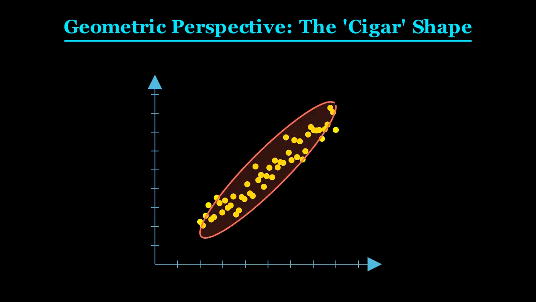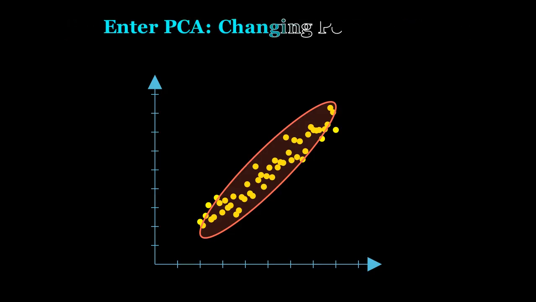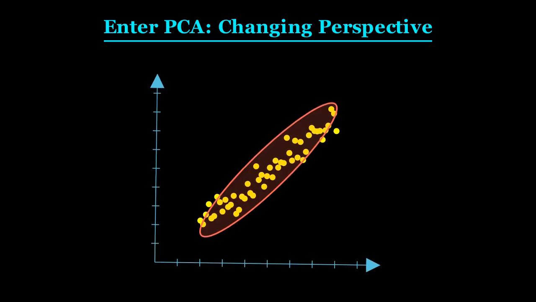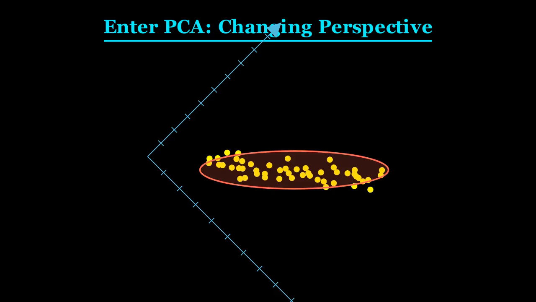Section 2. Enter principal component analysis. PCA is a dimensionality reduction technique that transforms our original correlated variables into a new set of uncorrelated variables called principal components. It's like rotating our perspective to look at the data from its most informative angle.